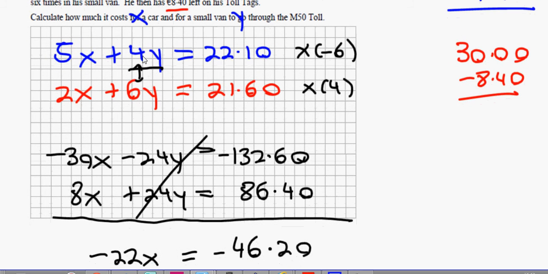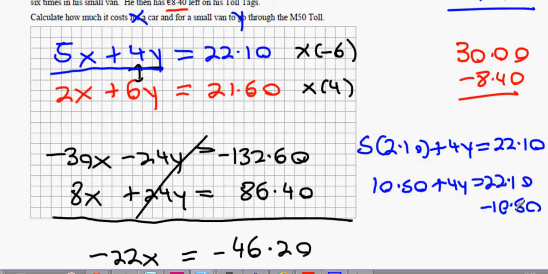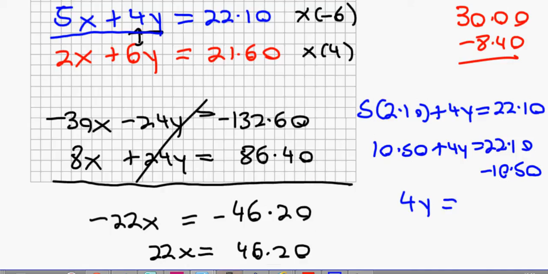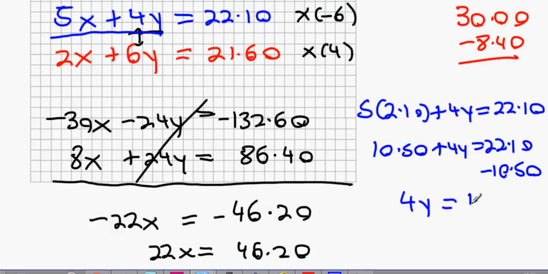To figure out what y is, I'm just going to use this equation here. It's going to be 5 times €2.10 plus 4y equals €22.10. Multiply 5 by that, we get €10.50 plus 4y equals €22.10. Take away the €10.50, and we're going to get 4y, the van's toll charges. We'll get 22.1 minus 10.50, and that will get us 11.6.